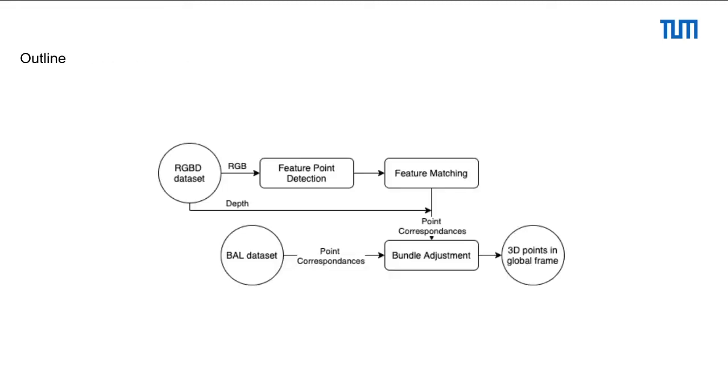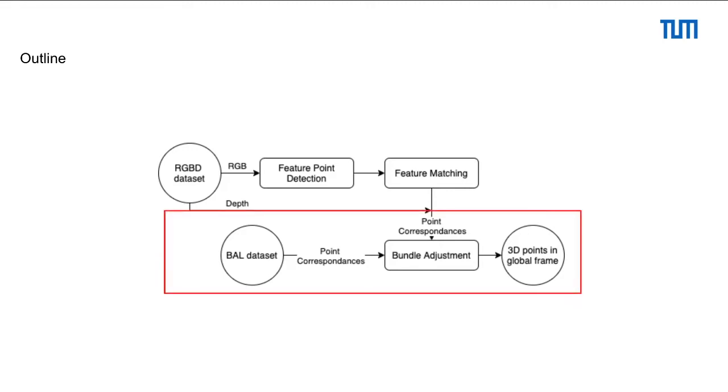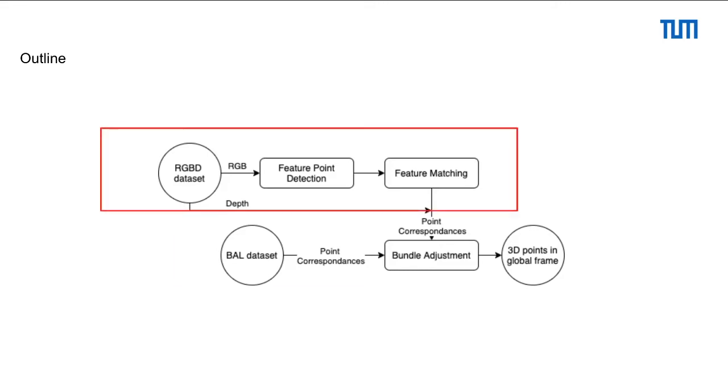This diagram shows the individual components of our method. First, we implemented bundle adjustment and verified its correctness on the BAL dataset. Then, we started working on the Kinect dataset. We extracted feature points from the color images, matched them to get global correspondences, and lastly, we added the depth from the sensor data. In the following, we will talk about the individual components in more detail.